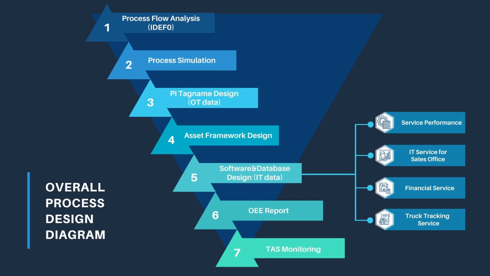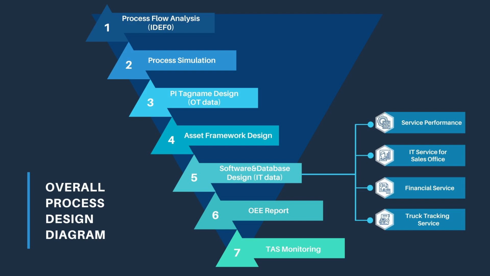Then we divide it into 4 smaller topics as the service performance, IT service for sales office, financial service, and truck tracking service. 6 is about the OEE report. And finally, the last major topic is about the terminal automation system monitoring, or task monitoring.